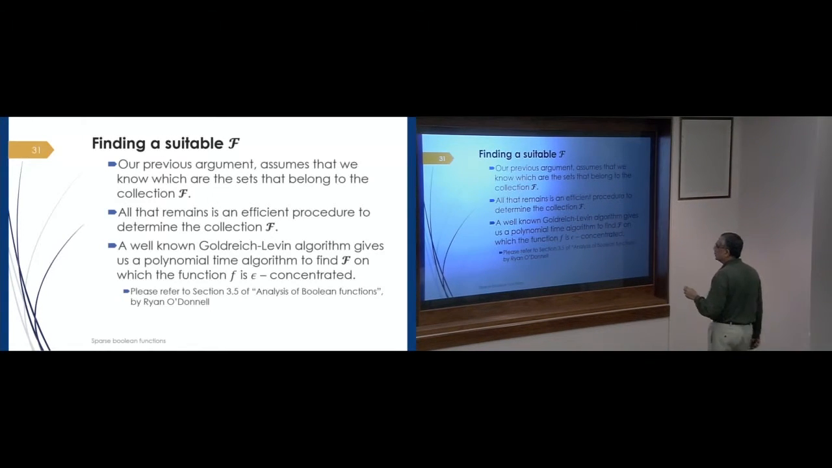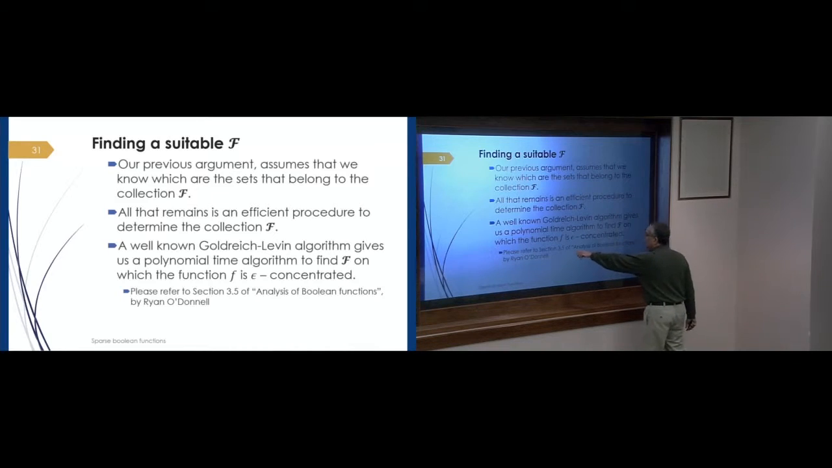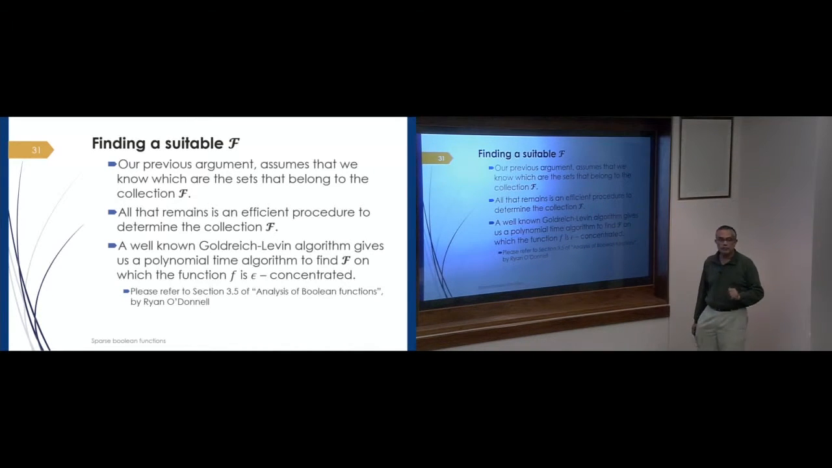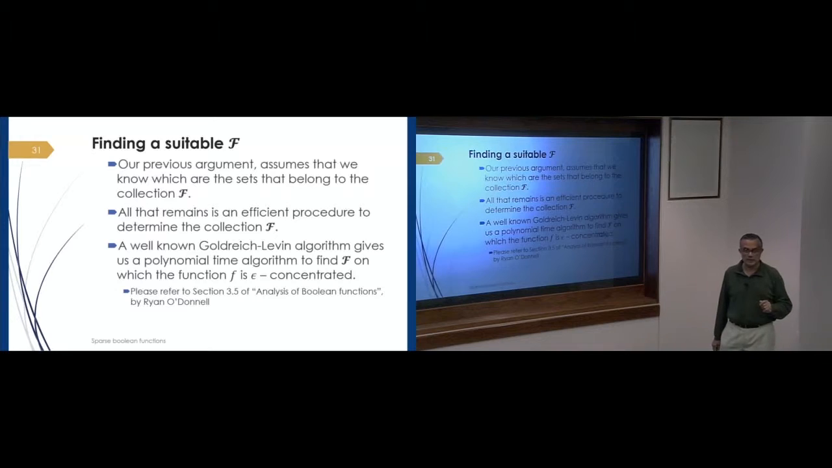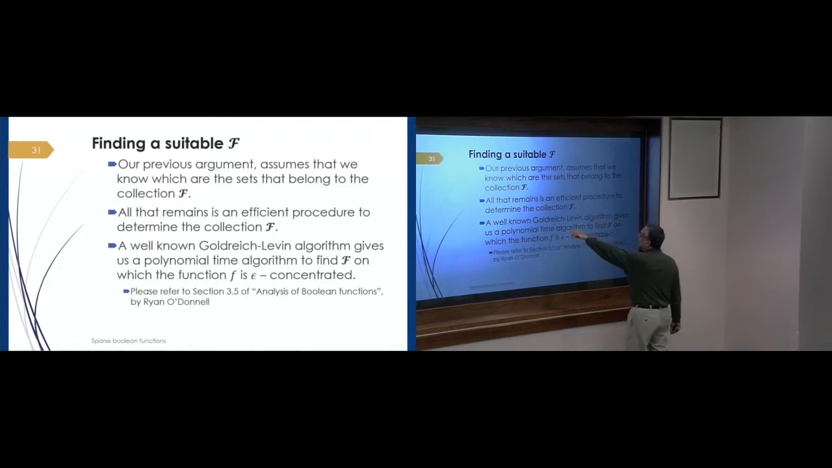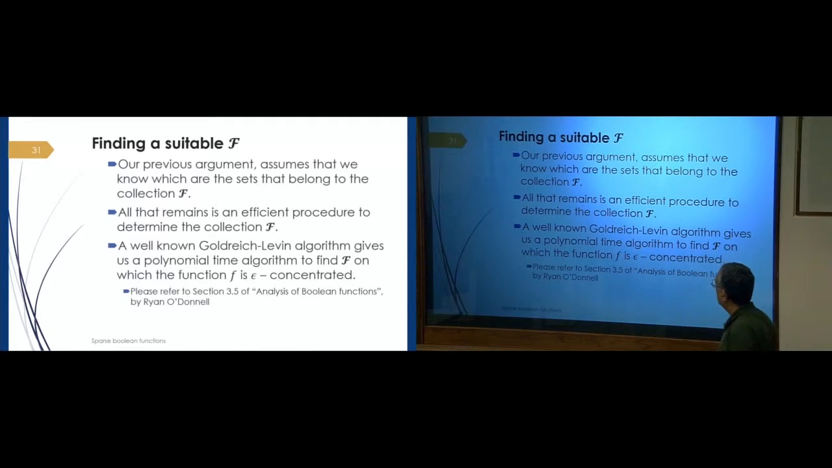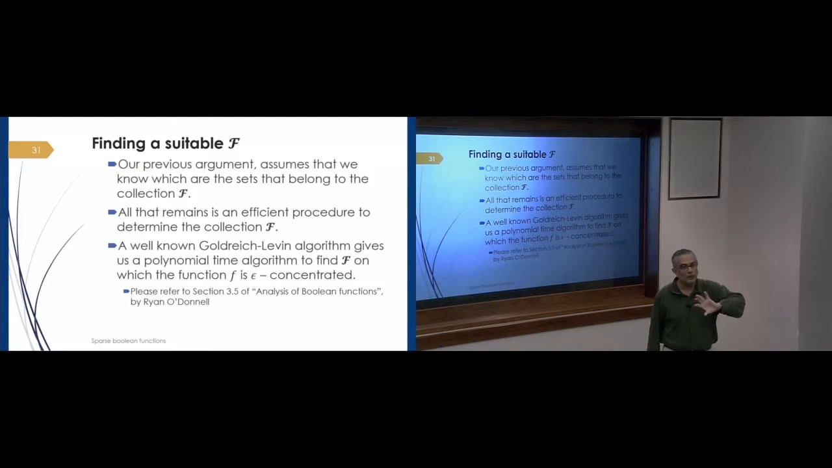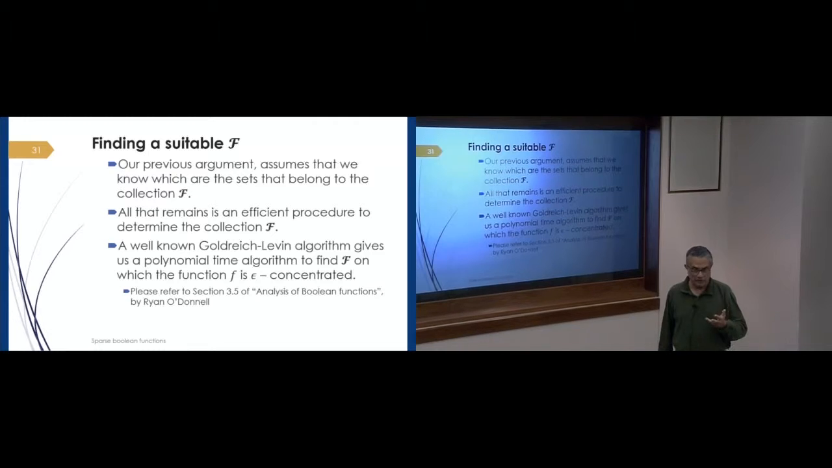There is a well-known algorithm. If you're interested, section 3.5 of our book by Professor Ryan O'Donnell, which I've referred to in the past, has an explanation of how you do this. We just refer to it, so to us it will remain an oracle in the course. So this is called the Goldreich-Levin algorithm. It in fact shows a polynomial time algorithm for finding f such that a Boolean function f is epsilon concentrated. So we'll use that as a subroutine, a black box, whatever you want to call it, or oracle, but it exists.